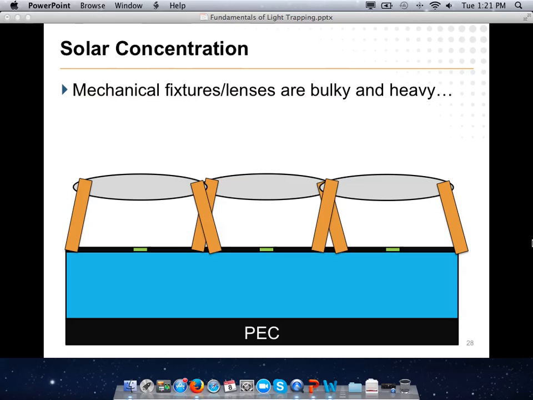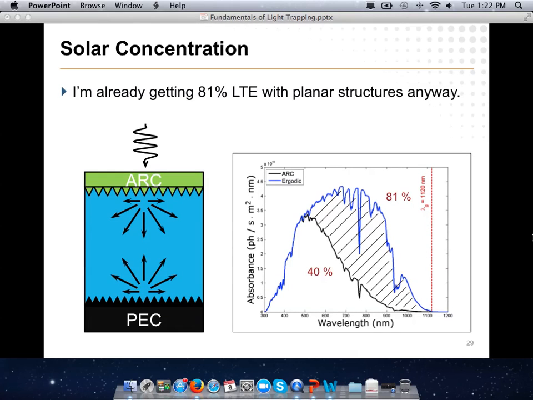So another question you might have to ask, compare this to is, how good can I do without it anyway? What if I forget all of that and just have a good surface? I'm still getting like 81% light trapping efficiency. So at best, I can only add 20% to my efficiency by doing this. So that means if I add any more than 20% to the cost, it's sunk. I gain nothing from doing it.